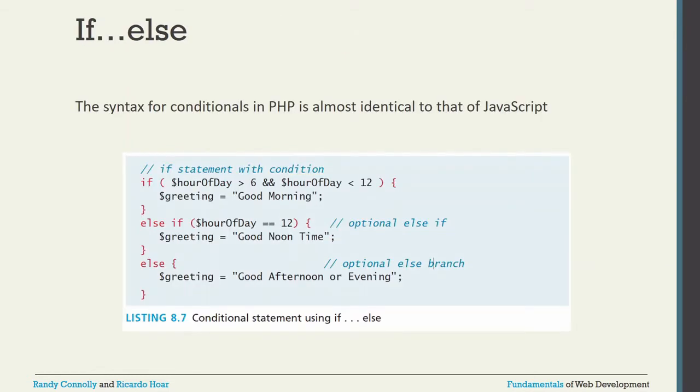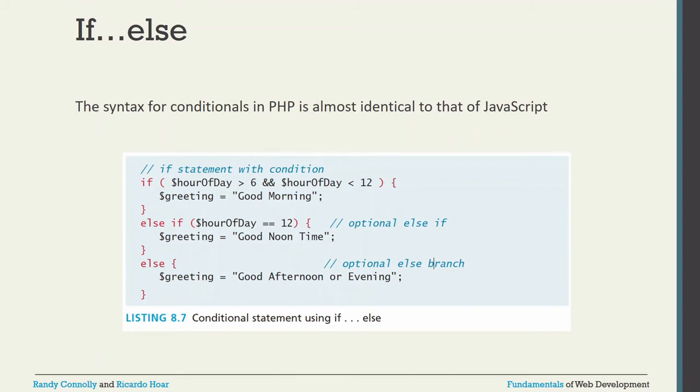Coming to the conditional statements, the conditional syntax for PHP is almost identical to JavaScript, but you can also represent it in a slightly different way. So this is the if else, that is called the conditional. This is the textbook example: if, then parentheses, hour greater than 6 and less than 12, then we are storing a different value in the variable. Greeting equals good morning.